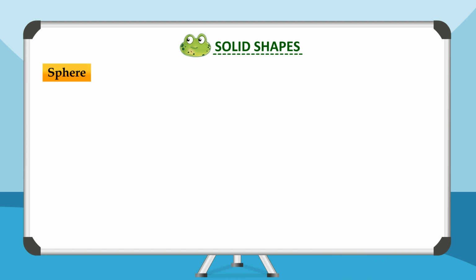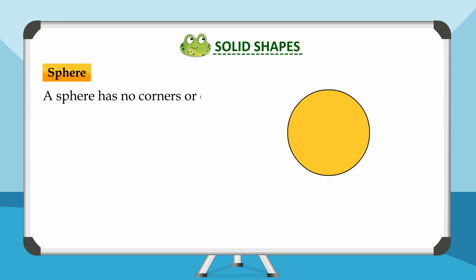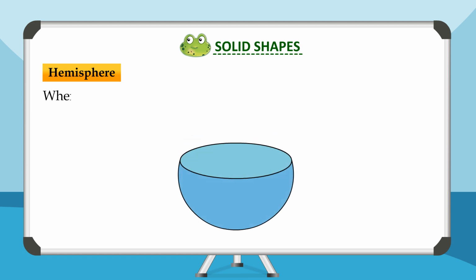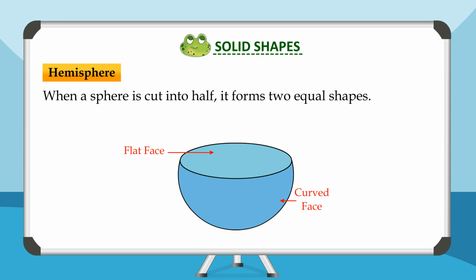Sphere. A sphere has no corners or edges. It has only one curved face. Hemisphere. When a sphere is cut into half, it forms 2 equal shapes. This shape is known as a hemisphere.